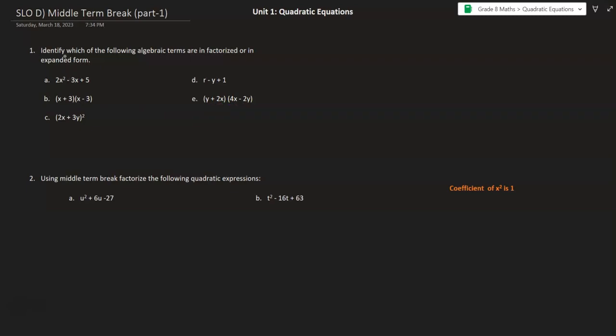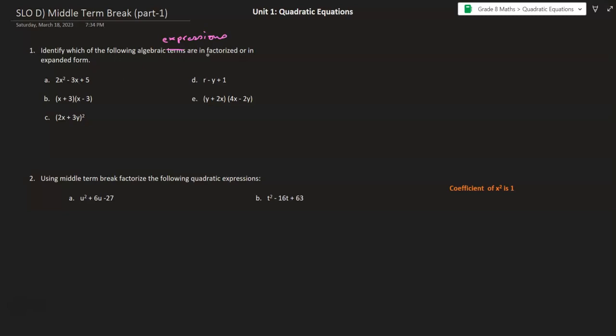So question one is: identify which of the following algebraic terms. Sorry, it's not terms, it should be expressions. So these are expressions. Algebraic expressions are in factorized or in expanded form.